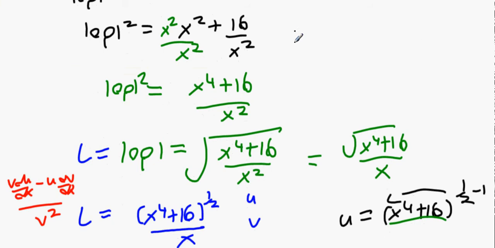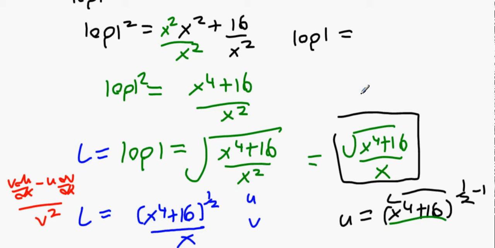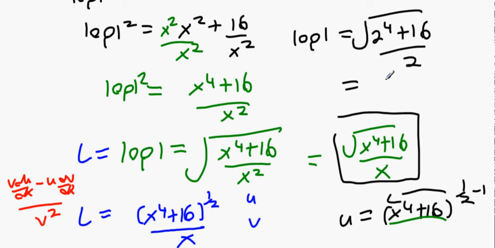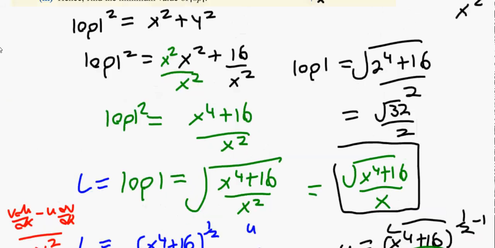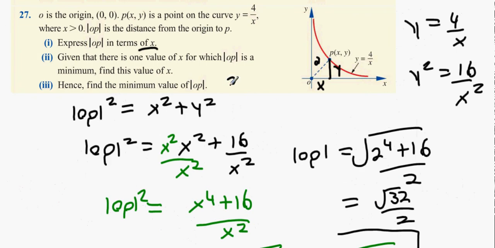Well, the length of OP is going to be this one here, which is 2 to the power of 4 plus 16, all over 2, which gives me the square root of 32 over 2. So root 32 over 2, and the answer is going to be 2 root 2. So the answer for that is 2 root 2.